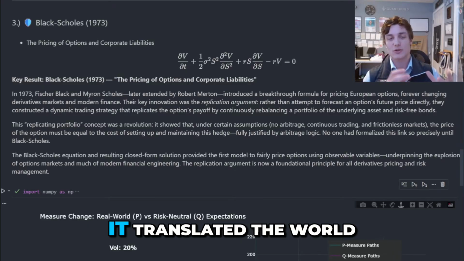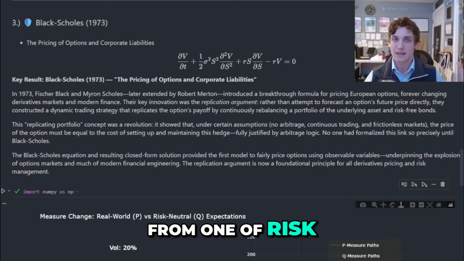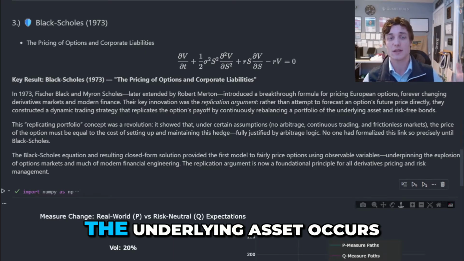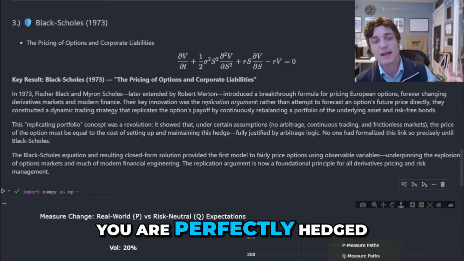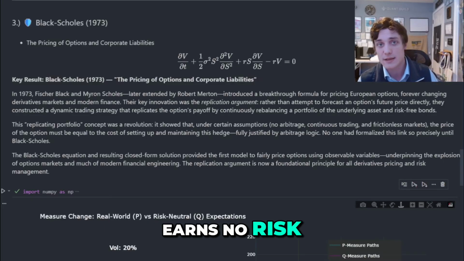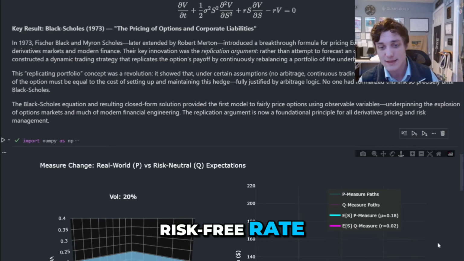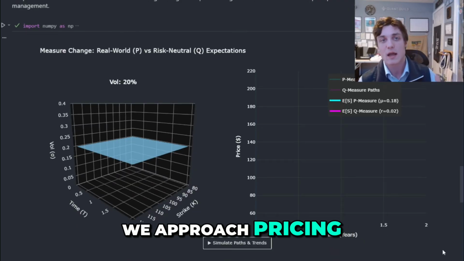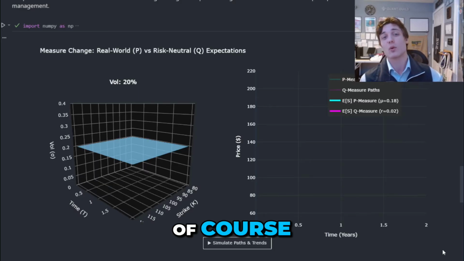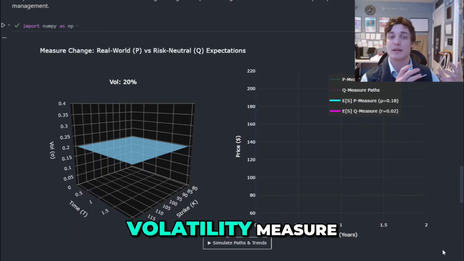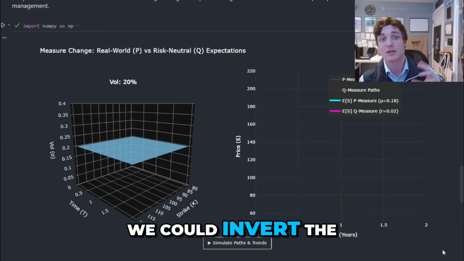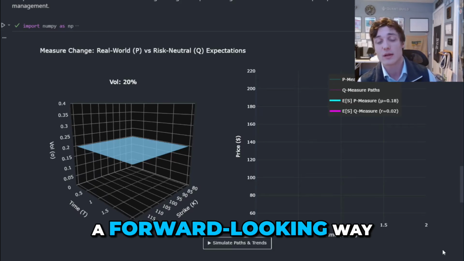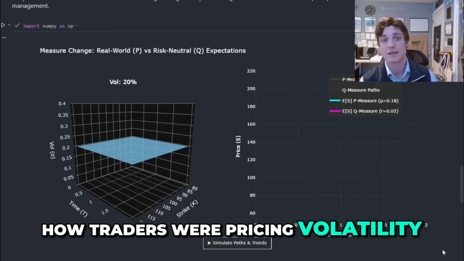What this did is it translated the world from one of risk, the so-called P measure, to one that is in fact riskless. If a change in the underlying asset occurs, you are perfectly hedged. If your portfolio then earns no risk, you must earn the risk-free rate. This innovation not only changed the way that we approach pricing, but it also gave us, of course, the incredible Black-Scholes implied volatility measure. That is, we could invert the Black-Scholes model, the solution to the Black-Scholes equation, to figure out in a forward-looking way how traders were pricing volatility today.